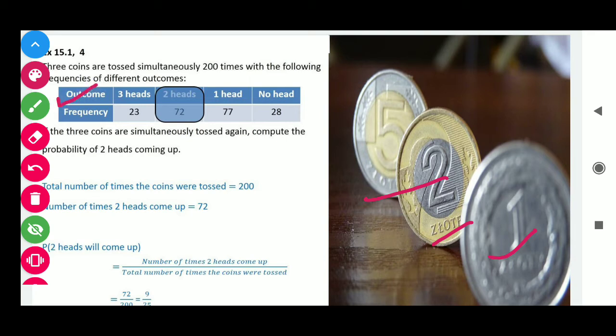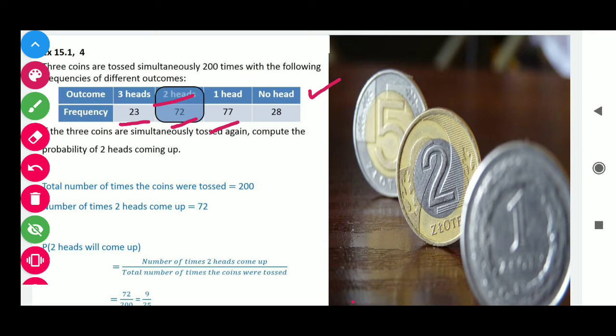Here is the outcome. What outcomes are possible? It is possible that 3 heads occur, right? And the next possibilities are getting 2 heads, 1 head and no head. But students, you can observe here that 3 heads comes 23 times. This is the frequency. What do you mean by frequency? Students, how many times we repeat any task, that is the frequency. So students, getting 2 heads appeared 72 times and getting 1 head appeared 77 times. Similarly, getting no head, that means all tails, occurred 28 times.